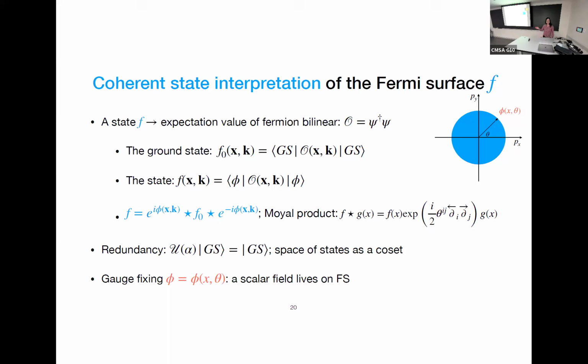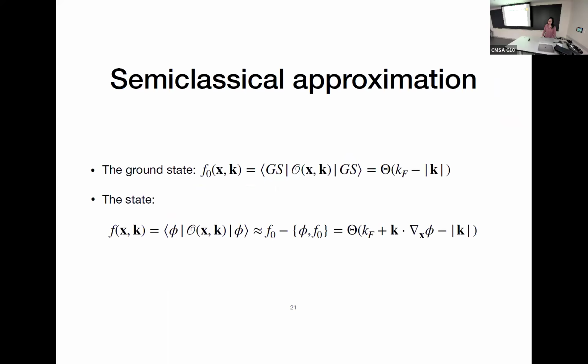But actually, one can choose other gauge fixing conditions as well, but maybe I'll choose this one in this talk. Okay. And again, in the semi-classical approximation, one can define the ground state like this, and so the state can be related as well.